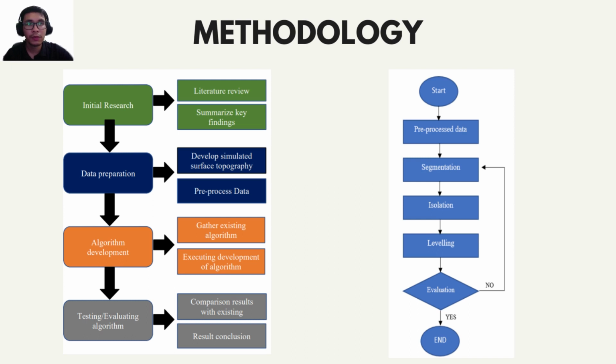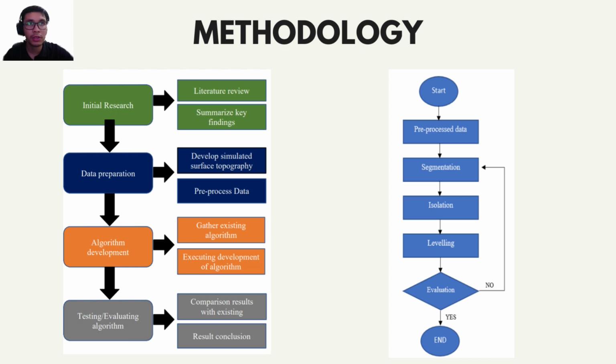The proposed methodology for analyzing the surface texture of area surface involves four main phases: initial research, data preparation, algorithm development, and evaluation of the algorithm. Initial research involves conducting a literature review to identify existing research on leveling methods and summarizing the key findings and algorithms identified. Data preparation involves developing a simulated topography surface texture of micro-electromechanical system and pre-processing the data to make it more suitable for analysis, which may involve filtering the data to remove noise or outliers.